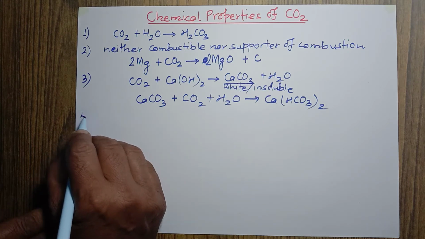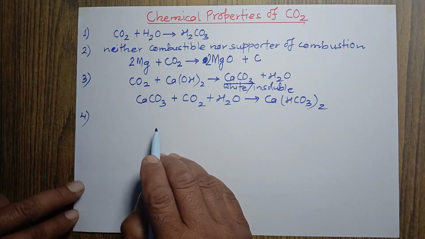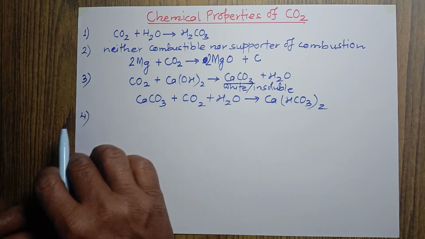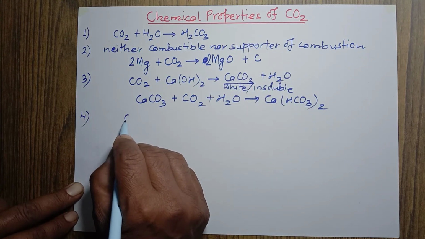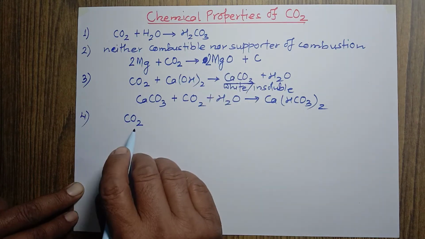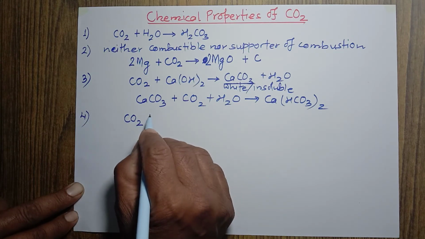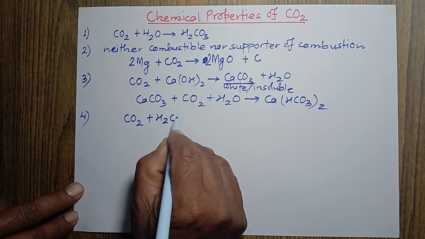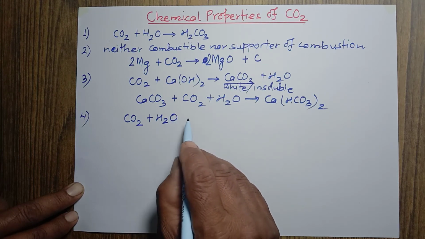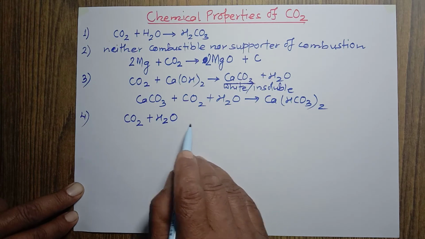Now let's talk about another chemical property. There are many, but we are taking a few which are very important. All green plants take carbon dioxide in the process of photosynthesis, and this carbon dioxide reacts with water. Carbon dioxide gas reacts with water in the leaf in the presence of light, with the help of chlorophyll, to manufacture food, that is glucose.